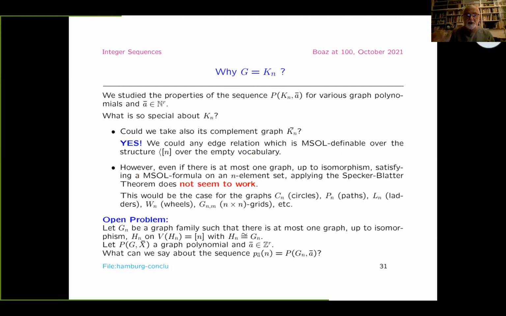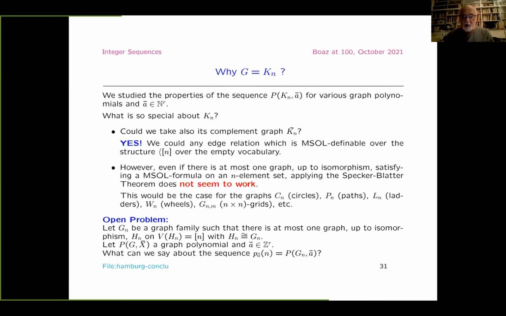Now, the conclusion is we studied properties of the sequence P for a clique with various graph polynomials, and what is so special about the clique? Well, one thing in the case of the Tutte polynomial is special because you have a combinatorial interpretation for some of the values, but in general we can ask, why do we do this for cliques and not for other graphs?